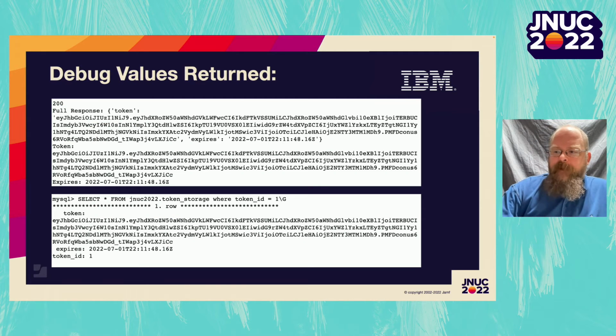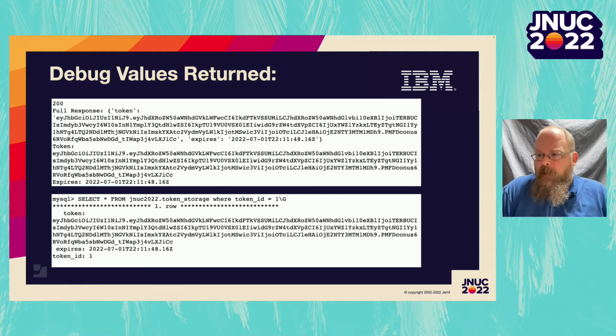Here we see another set of debug outputs from the previous script, the MySQL one. A 200 HTTP response, and then the token request along with the JSON token output. Also shown here is a MySQL select statement that indicates that the token was stored along with the expiration as token ID number 1.